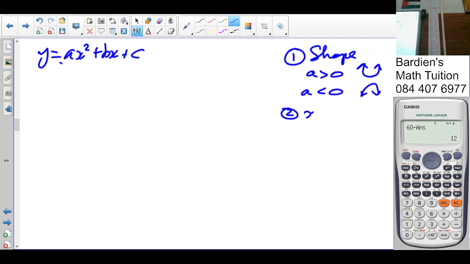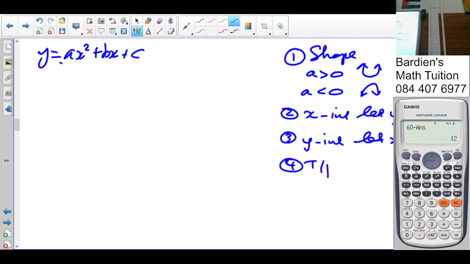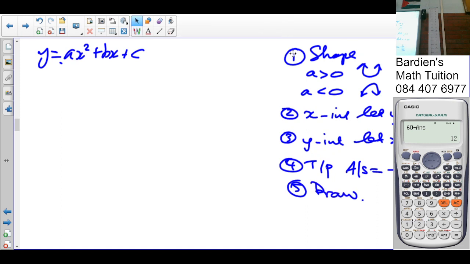Number 2, X-intercept. What do you do for X-intercept? Let Y equal 0. Number 3, Y-intercept. What do you do for Y-intercept? Let X equal 0. Number 4 is our turning point. To work out the axis of symmetry, or the X value of the turning point, it's going to be minus B over 2A. And number 5, sketch or draw the graph. Right. Write those 5 steps down, and those are the steps we're going to follow to draw this graph.